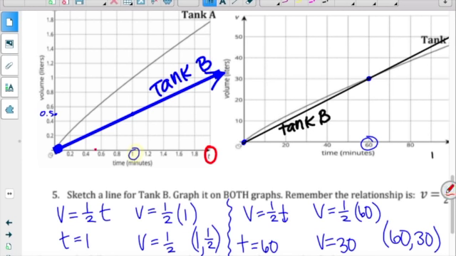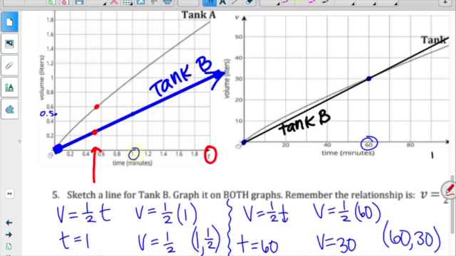So after 30 seconds, which tank has the most water? Well, tank B has a little more than 0.2 of a liter, and tank A has 0.6 of a liter. So which one has more?